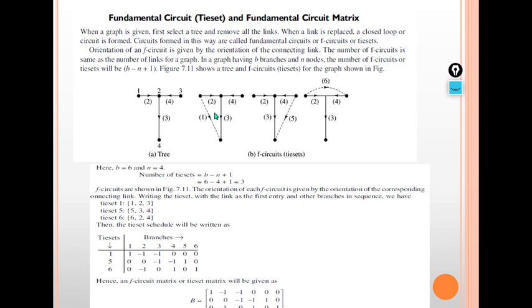So what is the number of links? 1 2 3. So we can get 3 loops, minimum 3 loops. And the number of links is 3, so the tie set number is also 3. The number of links is equal to the number of tie sets. The number of twigs is equal to the number of cut sets. Remember. So you can see here b minus n plus 1, so this is 3.